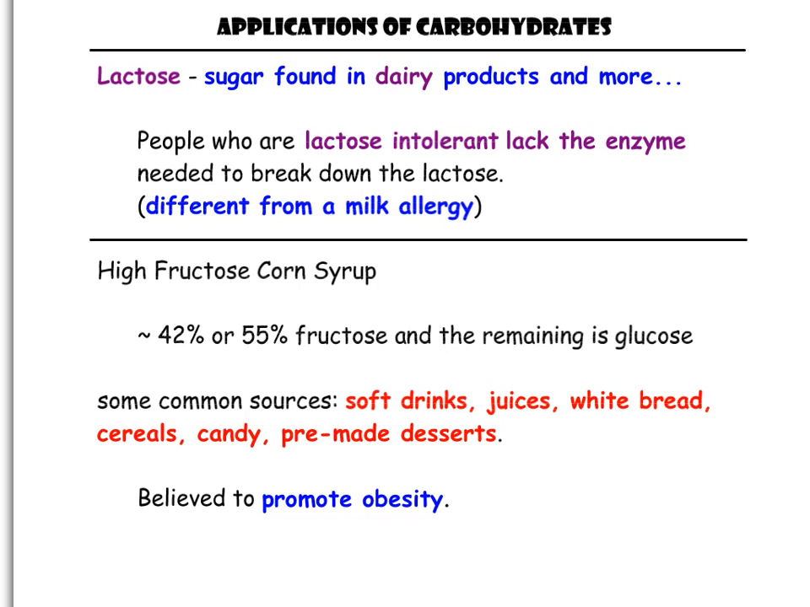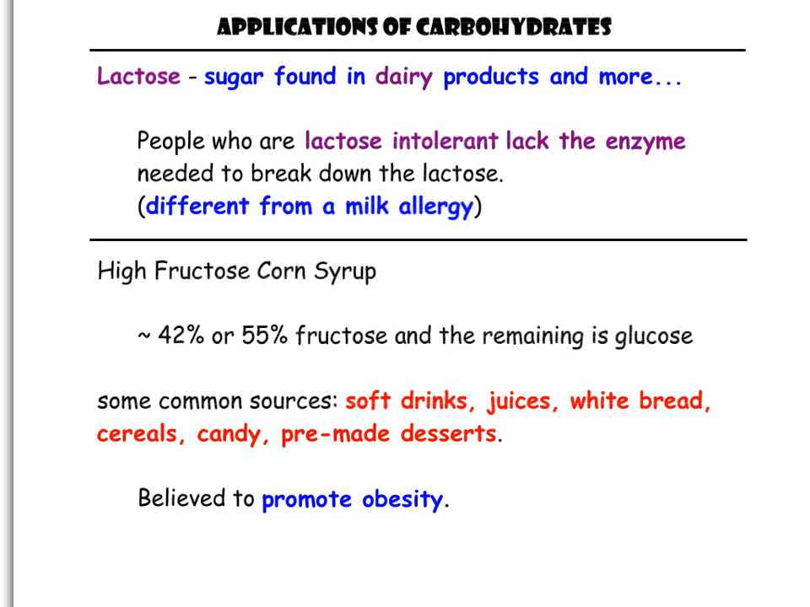So another application of carbohydrates is lactose. Lactose is a sugar that is commonly found in dairy products and a lot more. So if you've ever heard of somebody who is lactose intolerant, what that means is they're lacking the lactose enzyme. And you can think of an enzyme as kind of like the key, so it's what knows how to break apart those lactose sugar molecules. So if somebody is lactose intolerant, they're lacking this enzyme that knows how to break apart the sugar molecule that is found in milk.